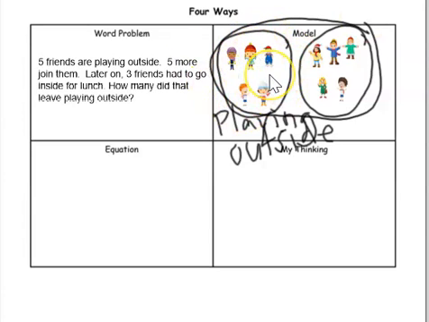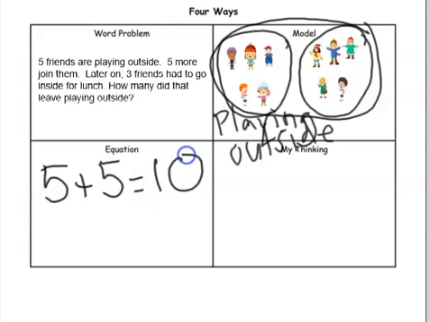We have 5 friends that started, and then we had 5 more join them. So how many do we have playing outside right now? That's right, we have 10, because we know that double: 5 and 5 is 10. But what happened? 1, 2, 3 friends had to go to lunch.